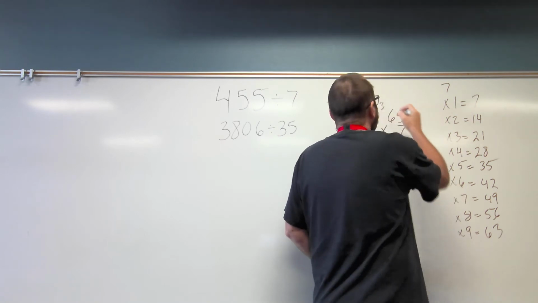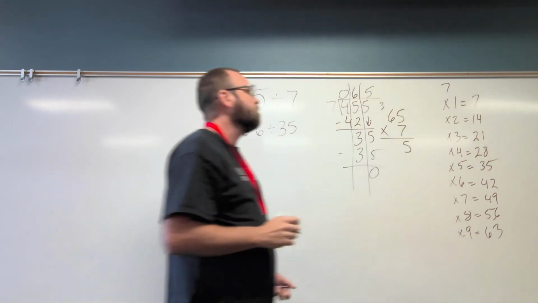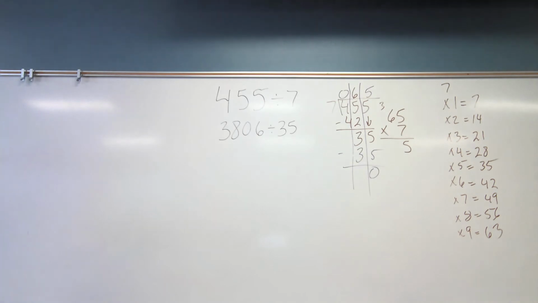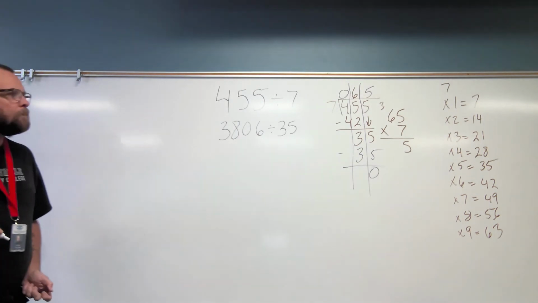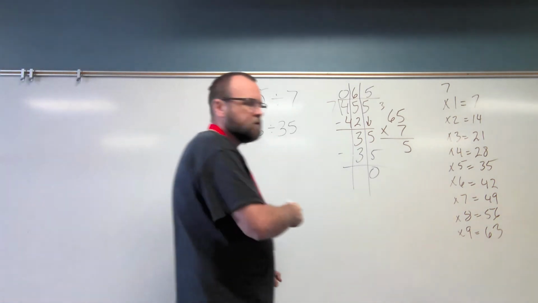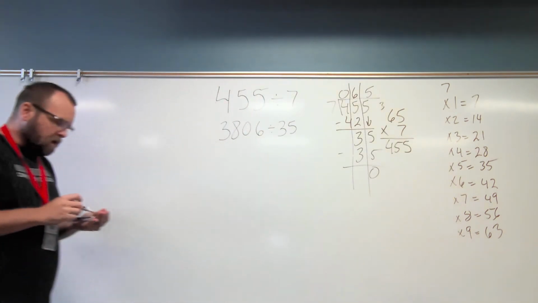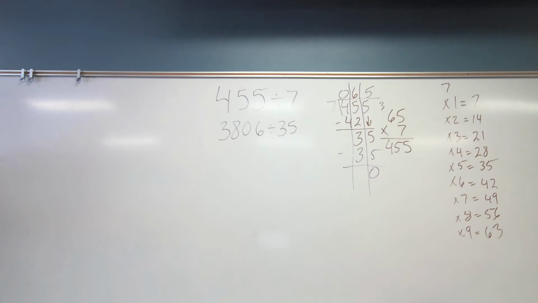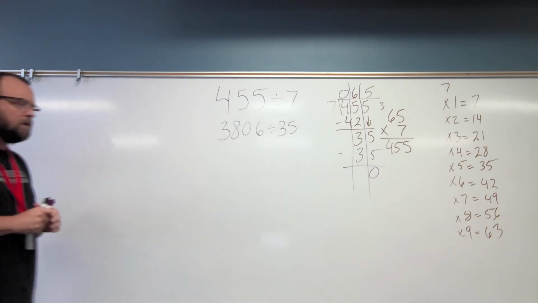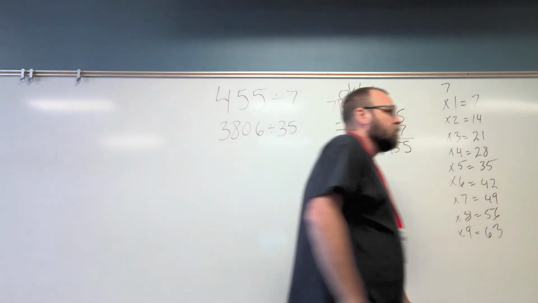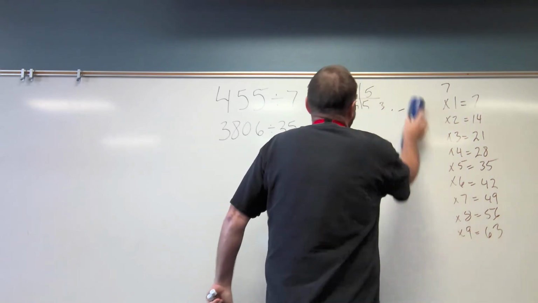35. Carry my 3 over here. 7 times 6 is 42. 42 plus 3 more is 45. Did my product equal my dividend, Jaden? Yes. Good.